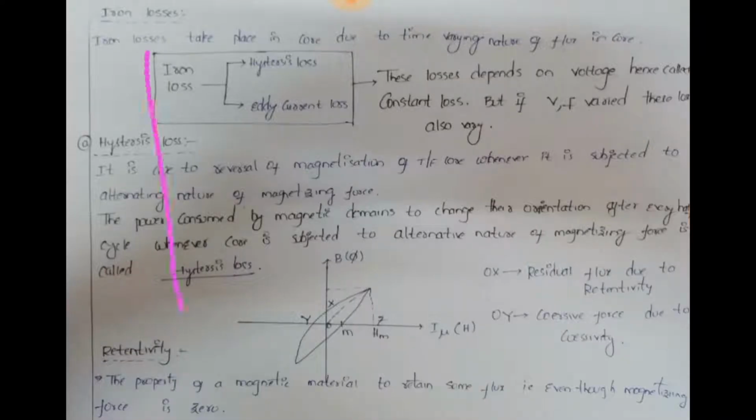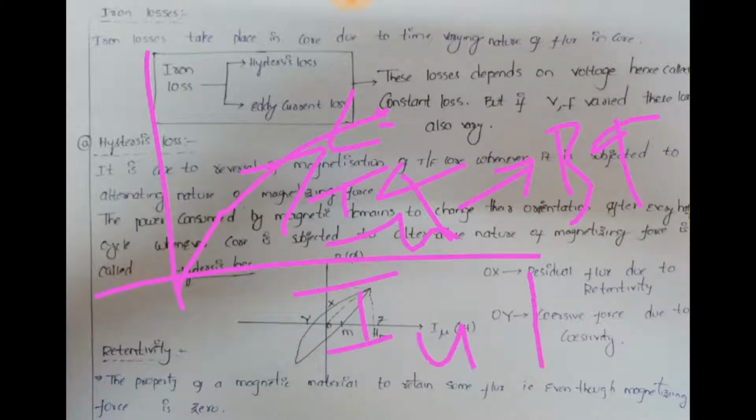See, when I increase I mu, flux is increasing, but when I am decreasing I mu, B max is not following the same curve. Here, first I mu increases, B also increases in the same curve. Now when I decrease I mu, B max is not following the same curve. It is decreasing somewhat slower than I mu. What does that mean?